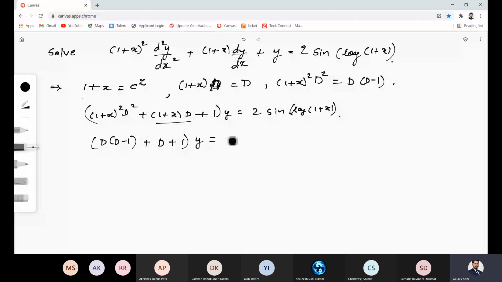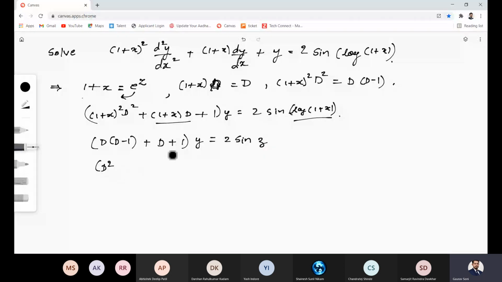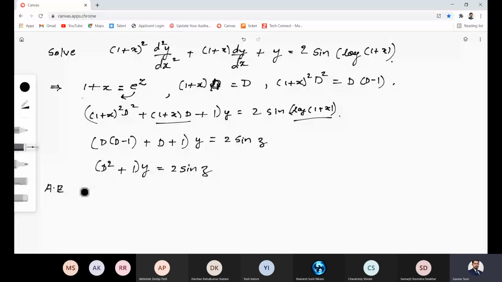What will be log of x plus 1? You send this e on the other side, it will become log. So sine of z. So this is d square minus d plus d, will get cancelled out. So (d square plus 1) y is equal to 2 sine z. The auxiliary equation here will be d square plus 1 equal to 0. So d is equal to plus minus i. So yc is equal to c1 cos of z plus c2 sine of z.